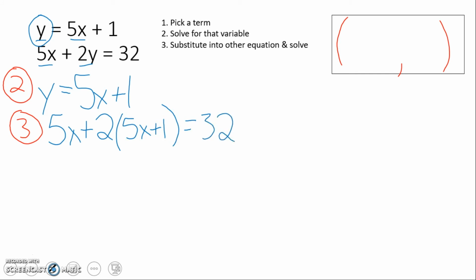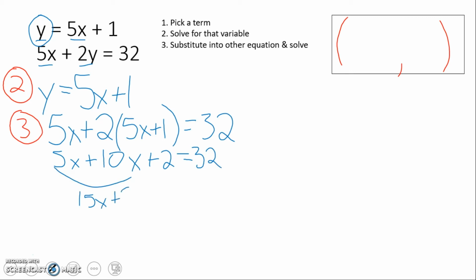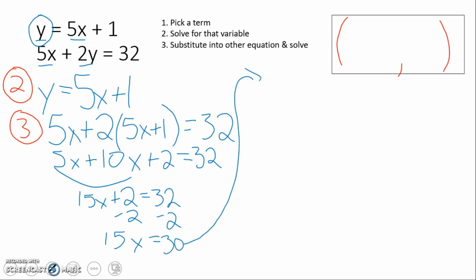Now this is an equation with one variable, and you all know how to solve this. So we're just going to go through this quickly. We'll distribute that 2. We'll get 10x plus 2. And then we will combine the like terms. We'll get 15x plus 2 equals 32. Alright, and then I'll move this up here. And we will divide both sides by 15 and get that x equals 2.